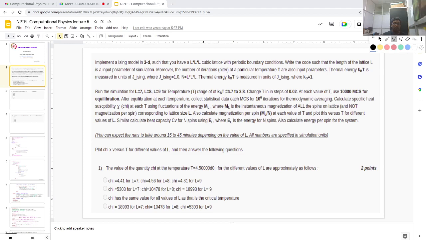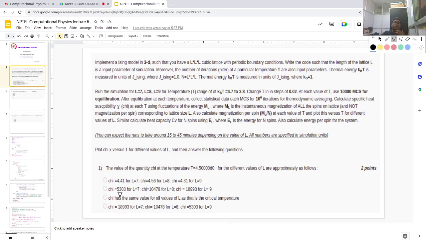So it is compiled, and then it will be run, and here you see the value of chi at 4.5 for L equals 7 is 5308, for L equals 8 it will be 10512, and for L equals 9 it will be 809. Just one thing to remember: if we do the simulation 2-3 times, the values will change. So the averaging of that can give you the value which is given in this.